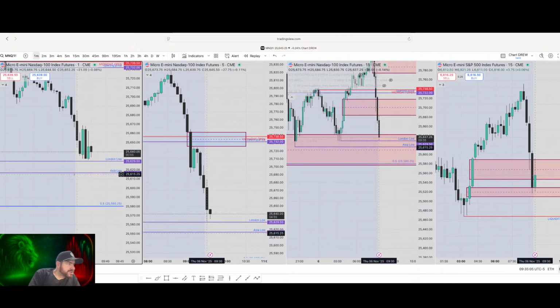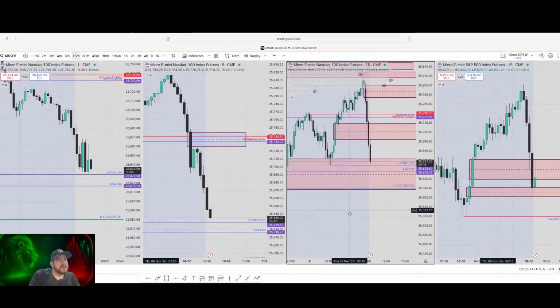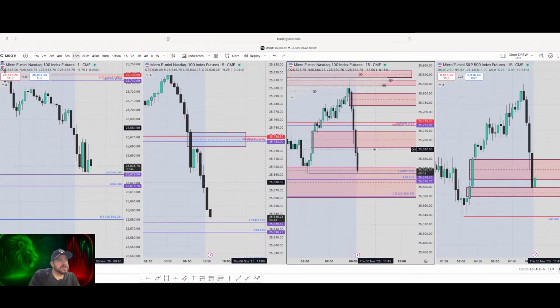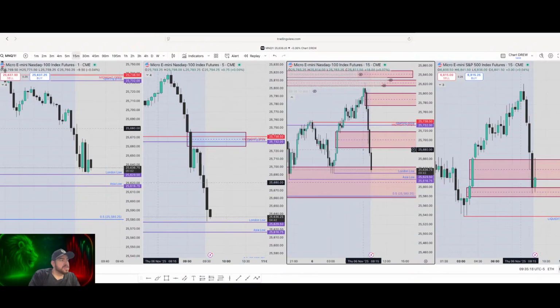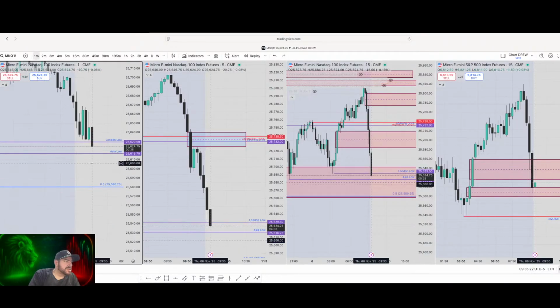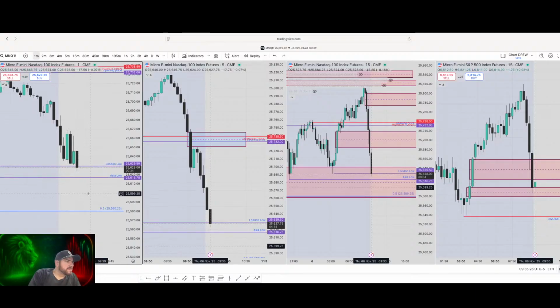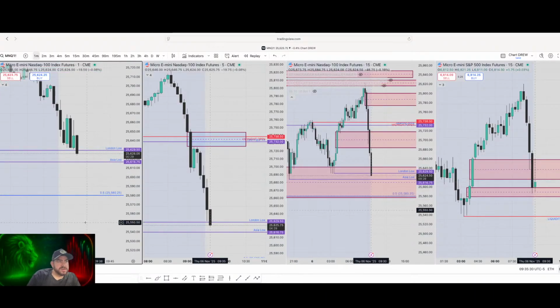There's no entry for me, and I'm not gonna chase it because it could just easily retrace, come back up, and then come down easily. So if it wants to go, it should take these out. Then we'll see that take it out. Let's see if we get to the 50% and see what we want to do when we get there.